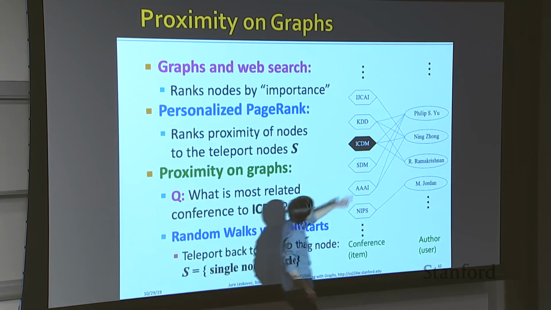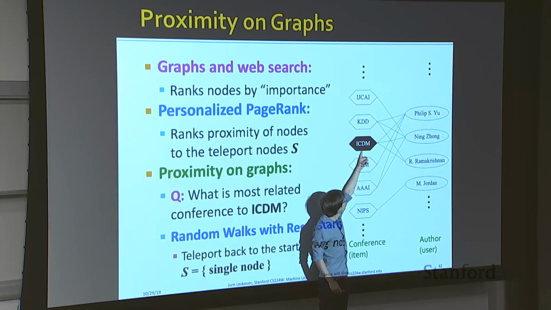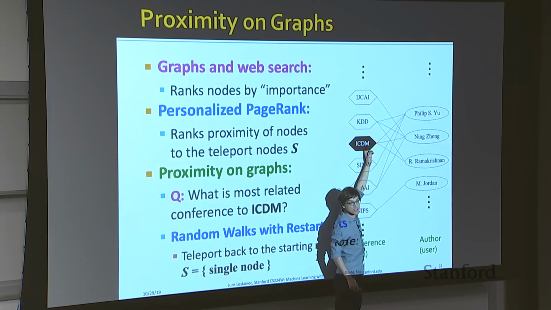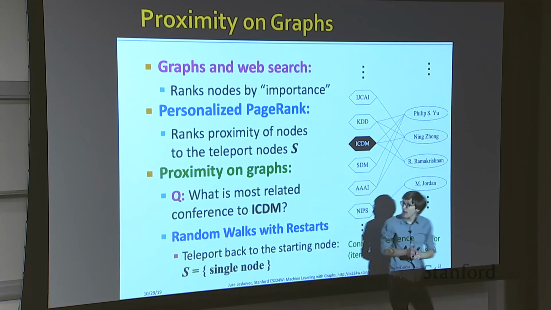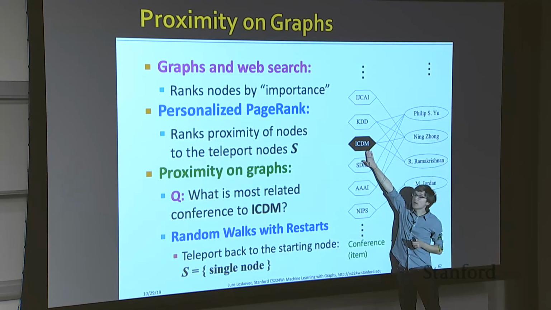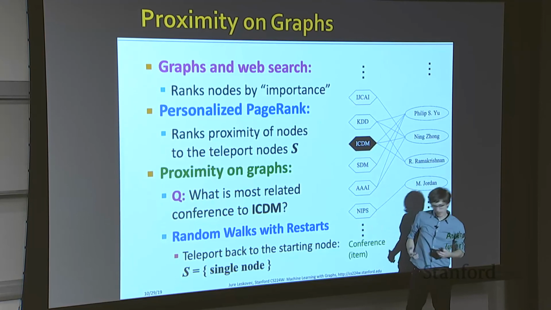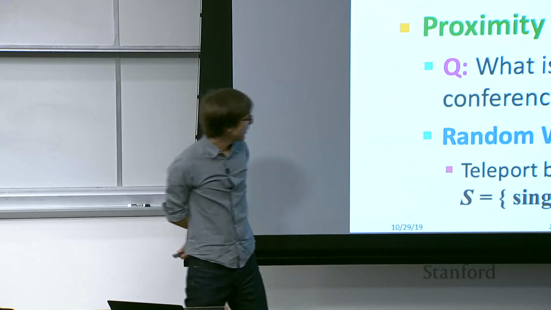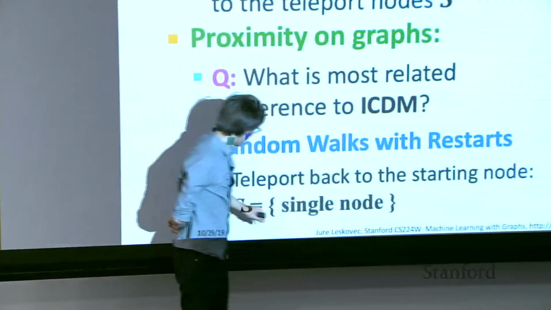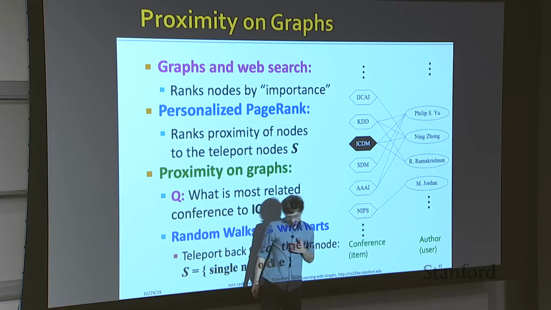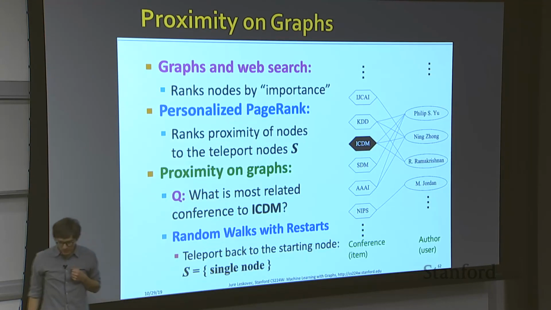So the idea would be, if I want to say what conferences are related to ICDM, I do a random walk starting here, but whenever I decide to teleport, I jump back here. This way, I will identify what conferences and what authors are most visited when the random walker starts at ICDM, and that is the answer. One way to implement this would be to take this teleport set S, make it into a vector, and then run your power iteration.